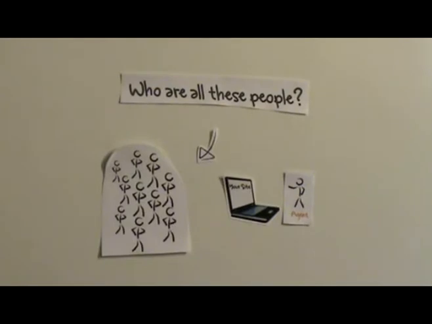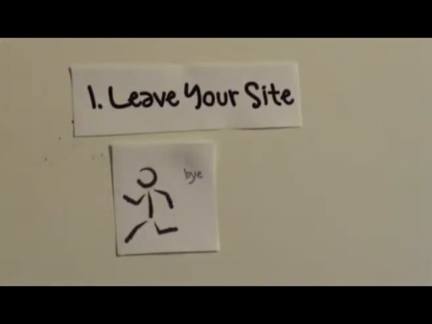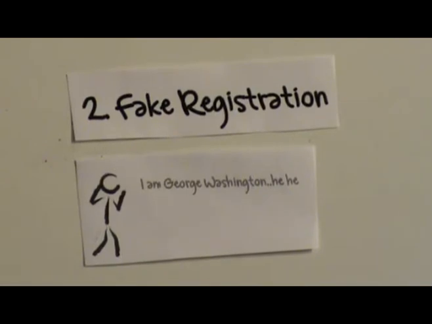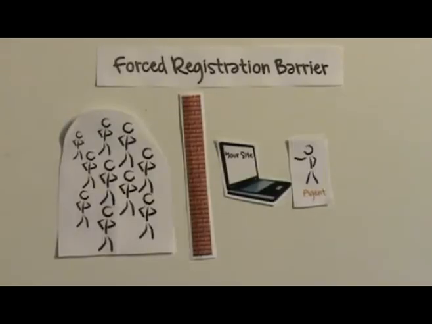There are typically three types of visitors that frequent your site. There are those that don't want to give you their information, so they leave your site. Bye-bye. There is also the type of visitor who gives you false info. And finally, the type who will go ahead and register. The first two types of visitors have reacted to what we at softRealty.com call the forced registration barrier. What causes these people to leave or give fake info?